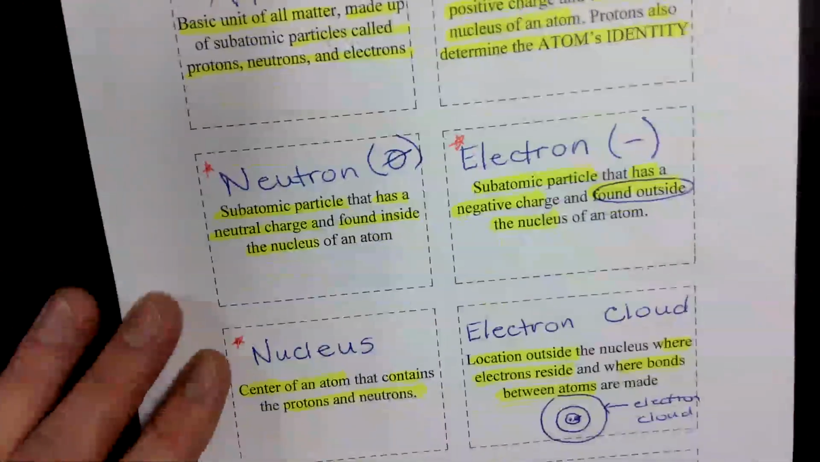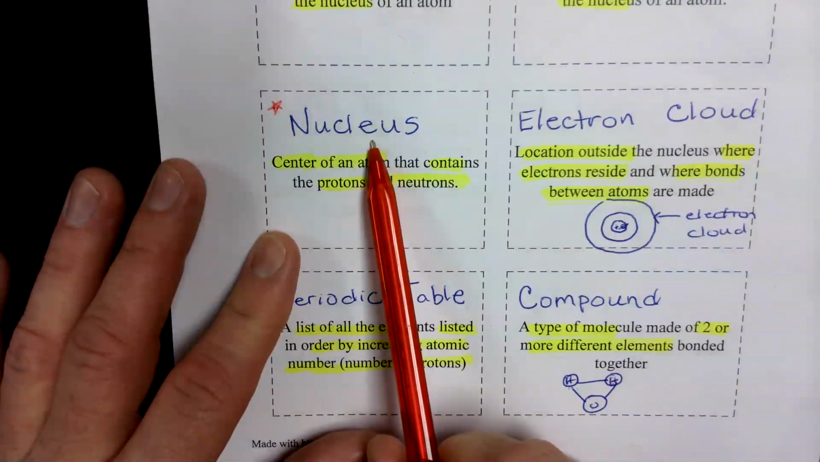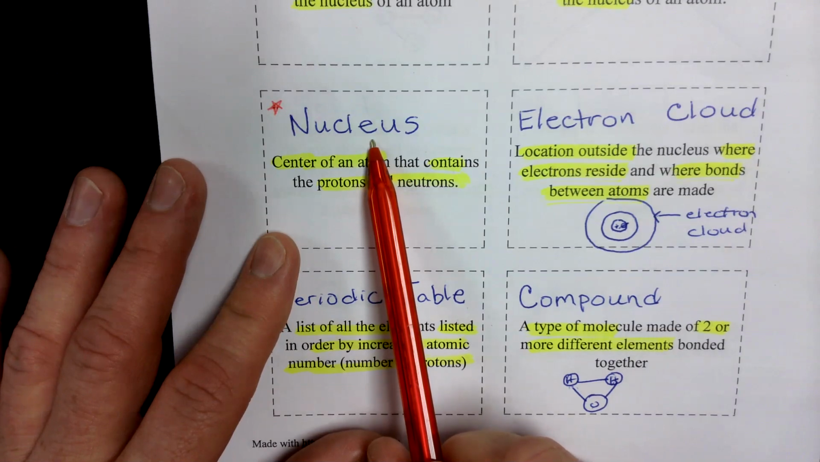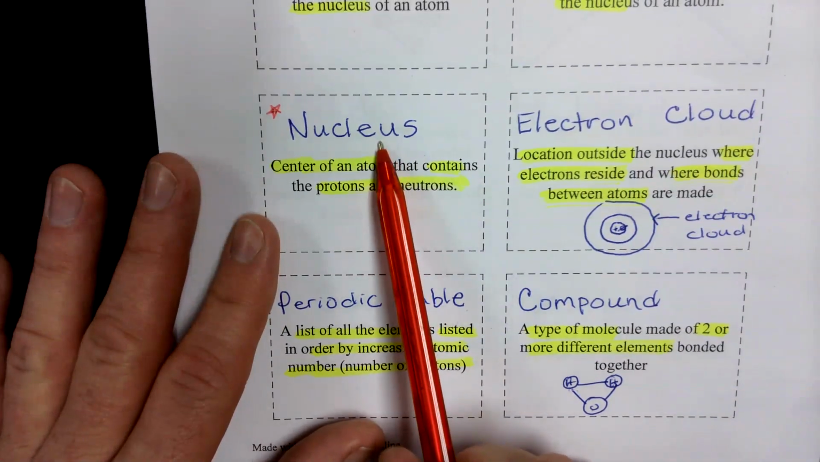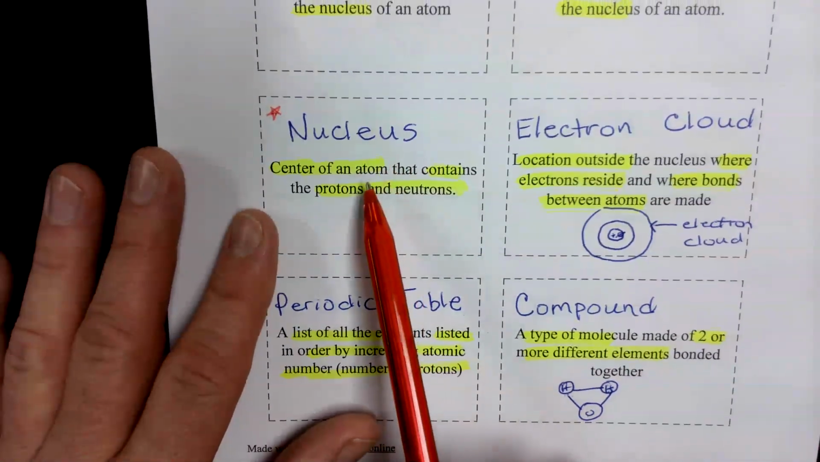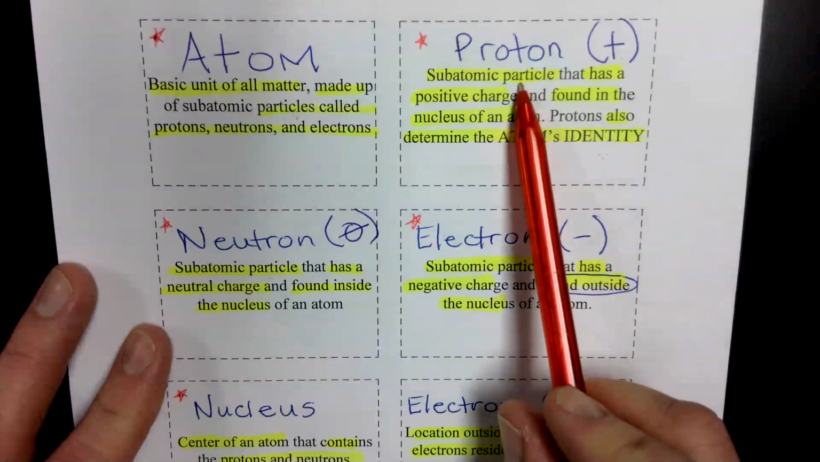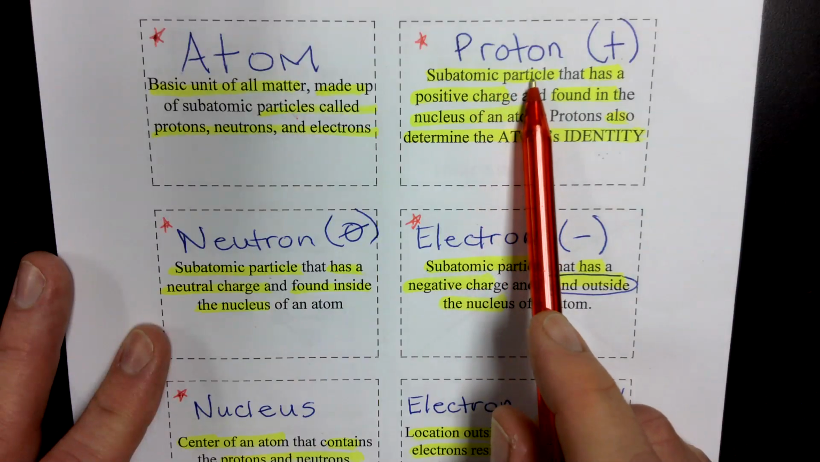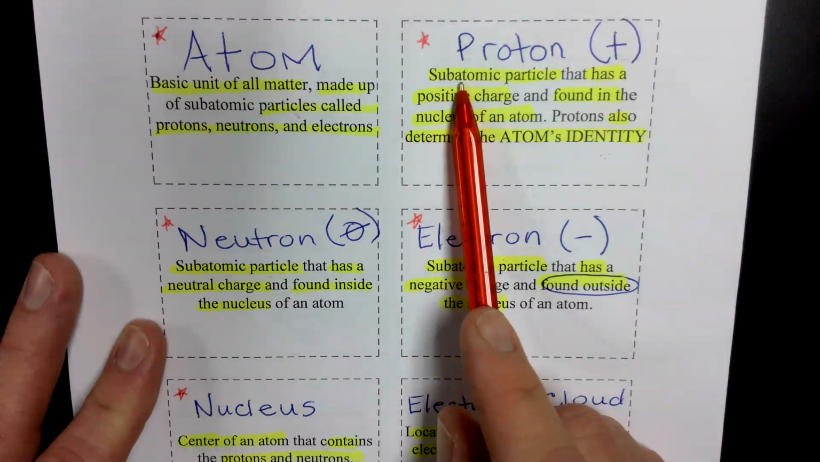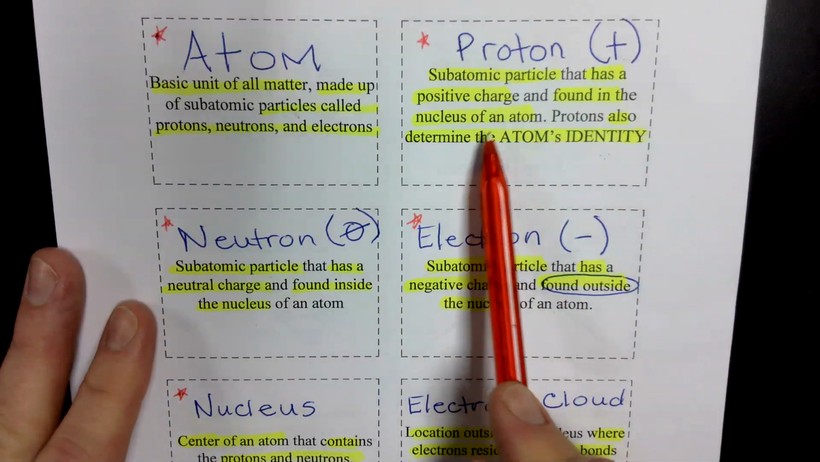Inside the atom is this center area called the nucleus, very similar to what you've been taught when it comes to plant and animal cells. There's the nucleus, and the nucleus holds the protons and the neutrons. All I just need you to know is that a proton is what I call a subatomic particle. In other words, it's a piece of the atom that is smaller than the atom. It has a positive charge, and it's found in the nucleus.